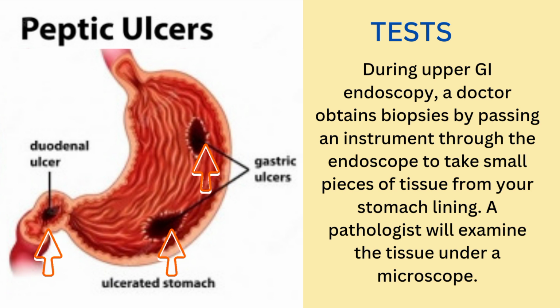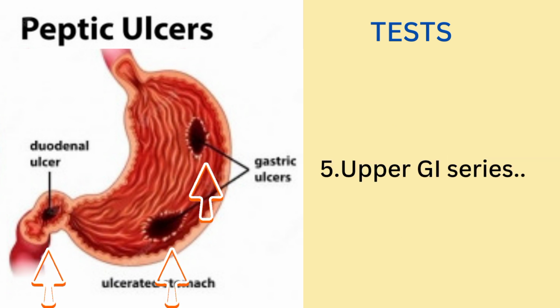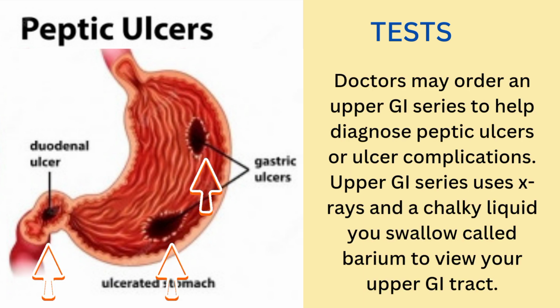During upper GI endoscopy, a doctor obtains a biopsy by passing an instrument through the endoscope to take small pieces of tissue from your stomach lining. A pathologist will examine the tissue under a microscope. Now the fifth test is the upper GI series. Doctors may order an upper GI series to help diagnose peptic ulcers or ulcer complications. Upper GI series uses X-rays and a chalky liquid you swallow called barium to view your upper GI tract.